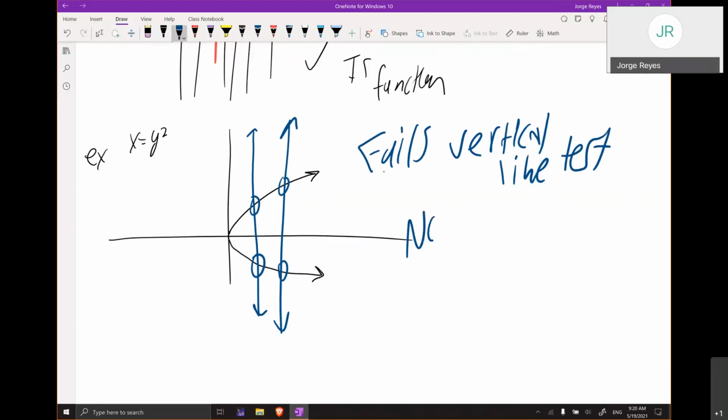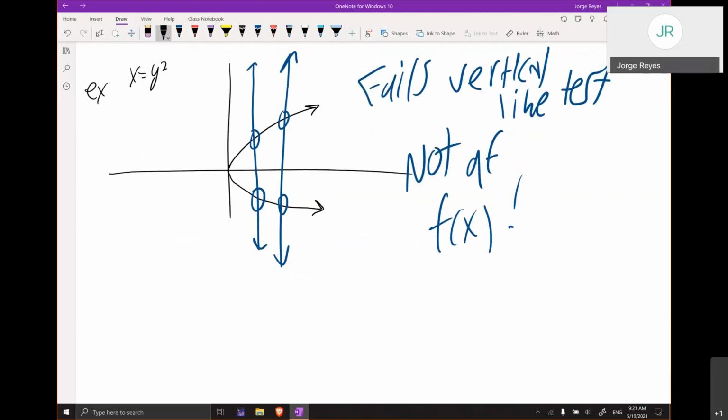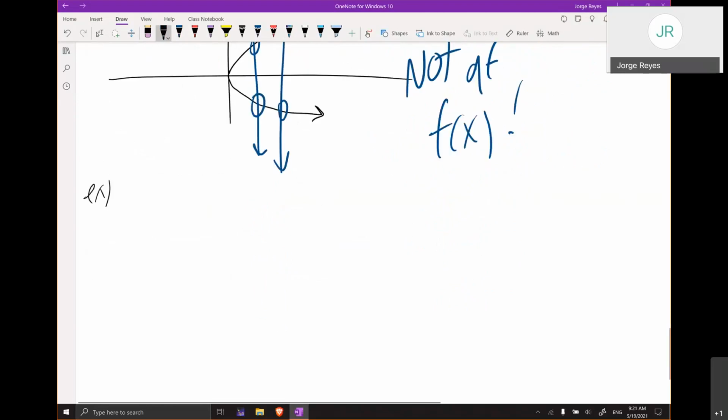Okay, so not a function. But it doesn't really matter if I cross more than once in multiple places. So here I'm going to draw this looking function.